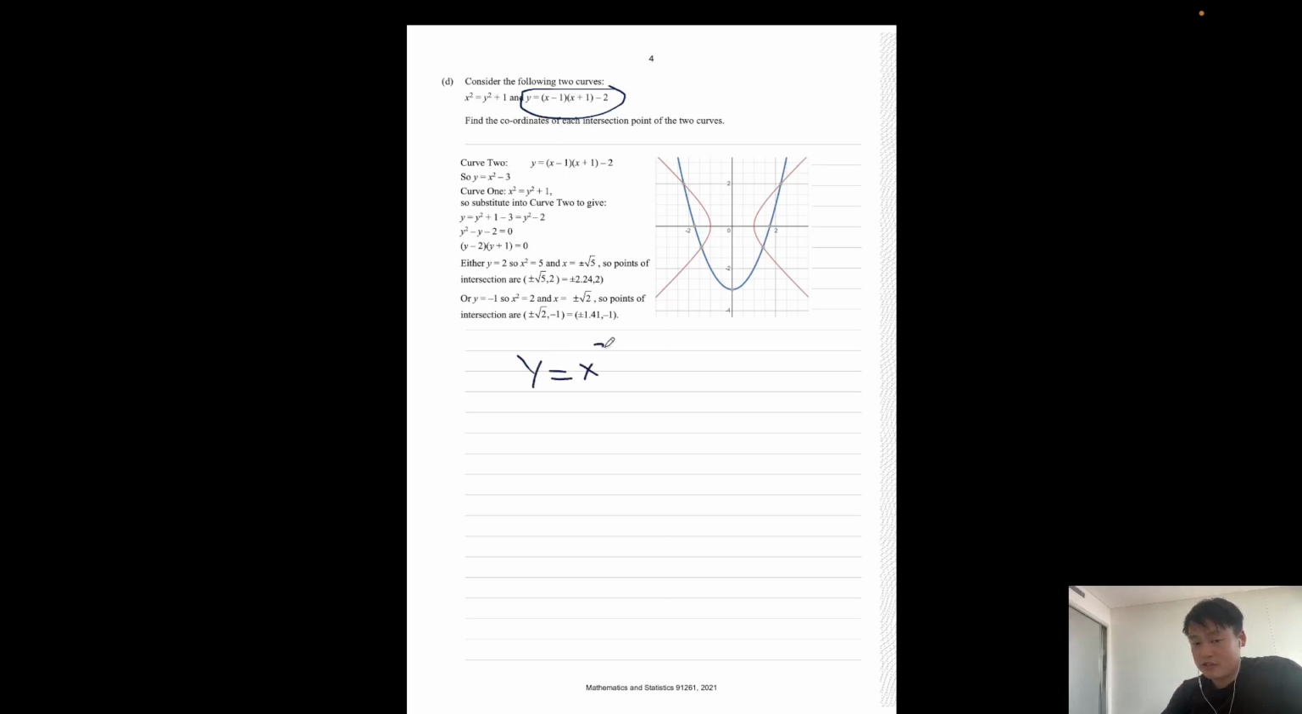So if you don't need to be told to expand that and simplify, you'd realize you get y is equal to x squared minus 3. That's your second equation. You've changed that now. Okay? You can ignore the old one. And the first equation was x squared equals y squared plus 1. And you can tell where we're going with this now, isn't it?